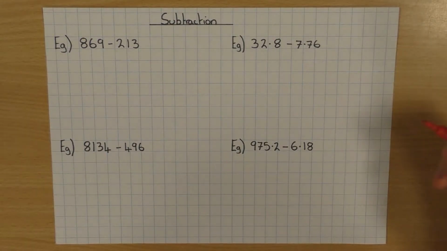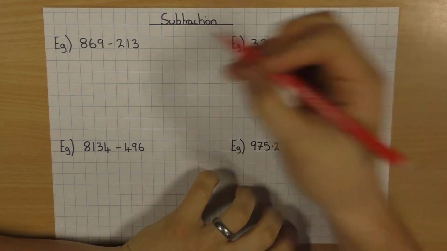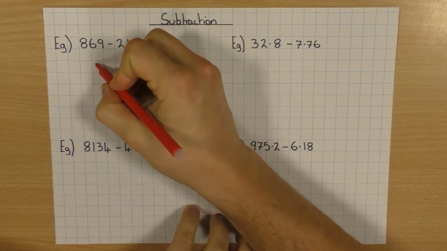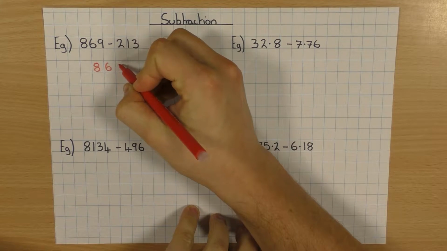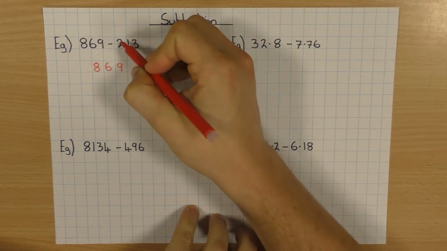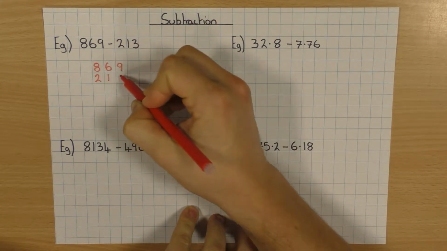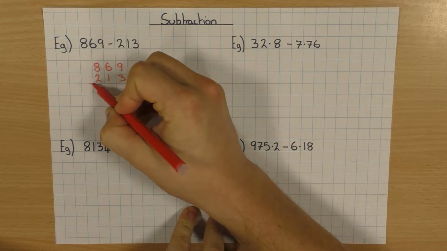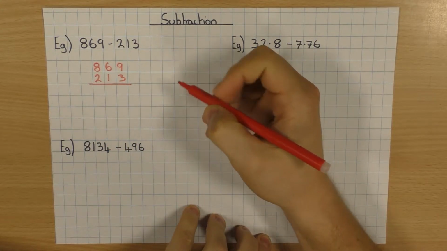Hi guys, in this video we're going to have a little refresher on subtraction. So the way we do subtraction is we're going to use the column method. Just like when we were adding, I'm going to line up my hundreds, tens and units. So there's my hundreds, tens, units, hundreds, tens, units. Line them up underneath each other like so. I'm going to draw my line to separate out the question, or my working, from the answer.